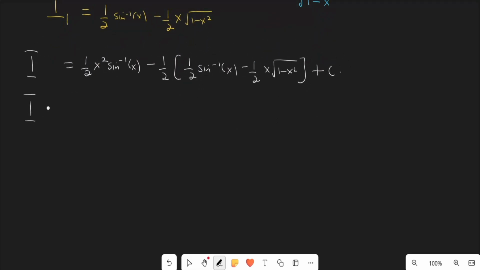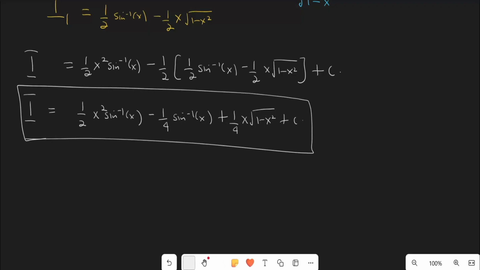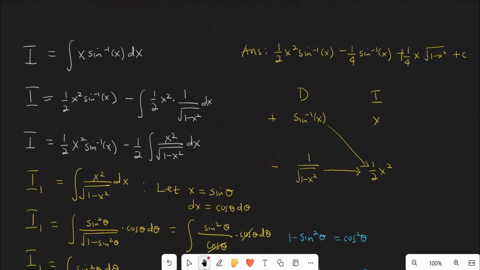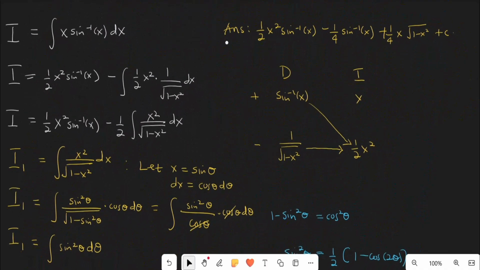Now let's simplify this one to match our initial answer. So 1/2 x squared is sine inverse of x. Now multiplying in, we have 1/4 sine inverse of x. And now minus that's going to be plus 1/4 x, the square root of 1 minus x squared, plus the constant of integration. So this one is the answer to our integral. And that matches the answer I gave in the beginning of the video. So when we go to the top, that is this guy here. This one matches the answer down there. And that is the value of the integral x multiplied by the sine inverse of x dx. So that is how I can solve this integral.